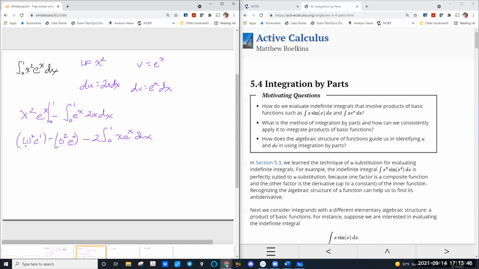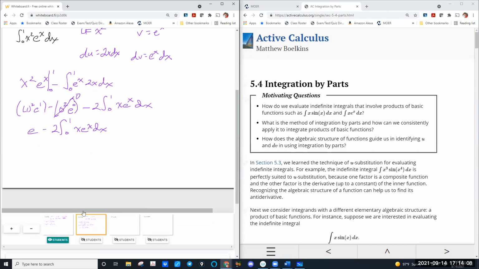Okay. Now we'll clean this up. 1 squared is 1, e to the 1 is e. This whole thing just goes to 0. So this all just comes out to be minus 2 times the integral from 0 to 1 x e to the x dx. This integrand should look really familiar. Actually, we will redo it.